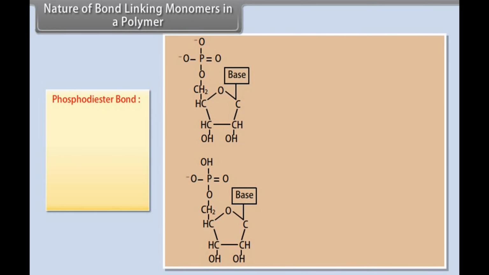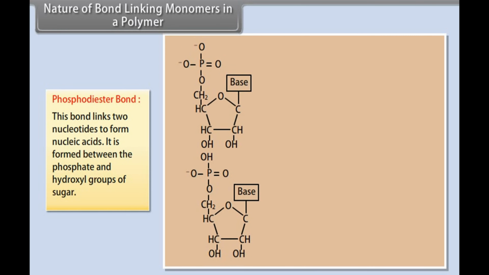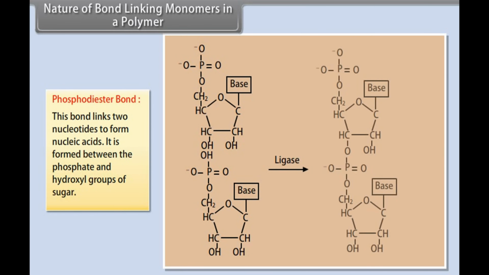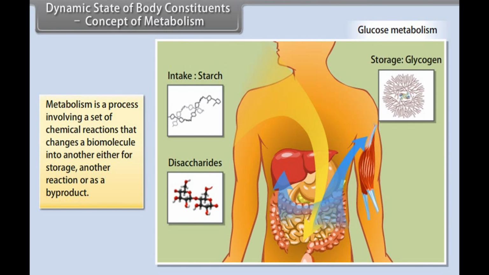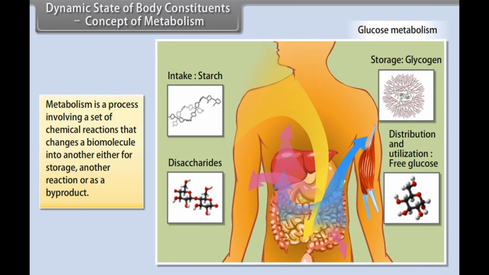Phosphodiester bond. This bond links two nucleotides to form nucleic acid. It is formed between the phosphate and hydroxyl groups of sugar. Dynamic state of body constituents. Concept of metabolism. Metabolism is a process involving a set of chemical reactions that changes a biomolecule into another, either for storage, another reaction, or as a byproduct.